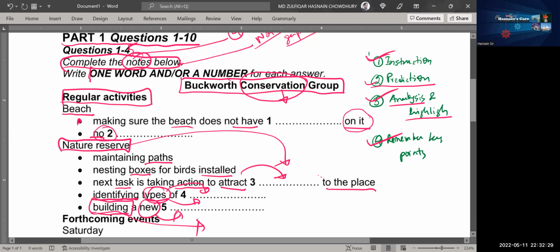Now, as we have taken the key points in our head, now we will listen to the audio very carefully. And when you listen to audio, you should listen for the meaning so that you can get the answer to the question. So let's start.